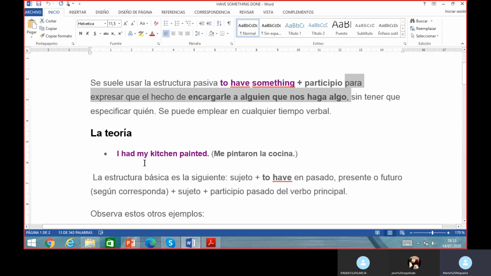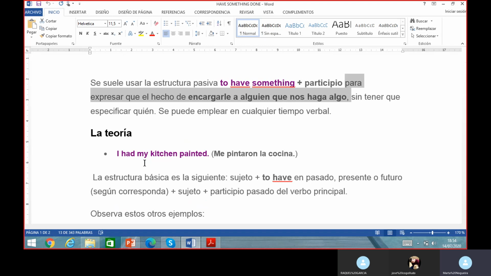first I want you to understand the concept in Spanish. Me pintaron la cocina. Me pintaron la cocina, we take for granted that there were painters painting your kitchen, or maybe your uncle, I don't know, or your father, or your parents, or your brothers. Okay, we don't care. Which is the important fact? That I have my kitchen painted. This is the important thing.